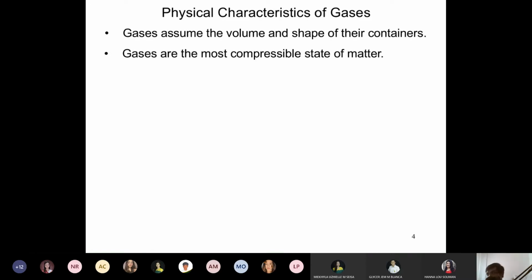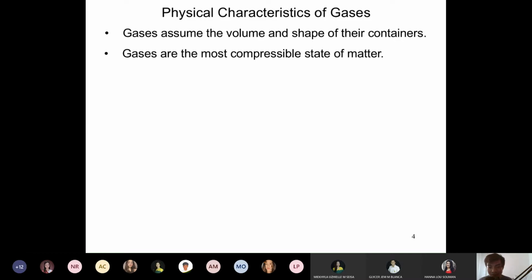Pindutin ko ulit, di ba? Nag-enjoy lang. What happens is that yung weight ko, when I press that latch, ginagamit yun to compress the gases. Iipitin niya yung gases sa ilalim. Yun yung concept ng hydraulics. So anyway, yun lang yung idea that gases are the most compressible state of matter.